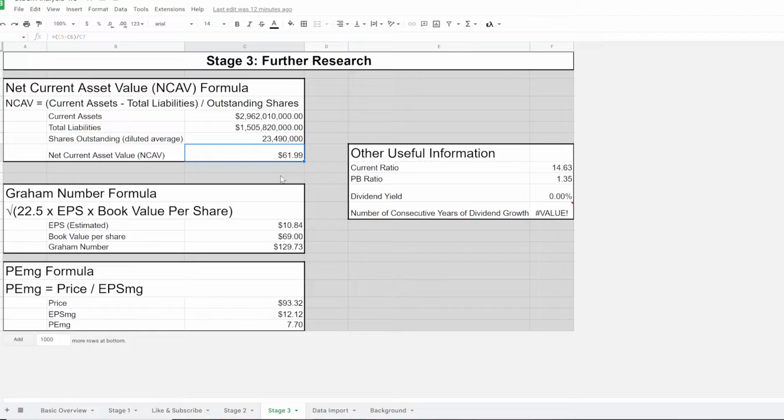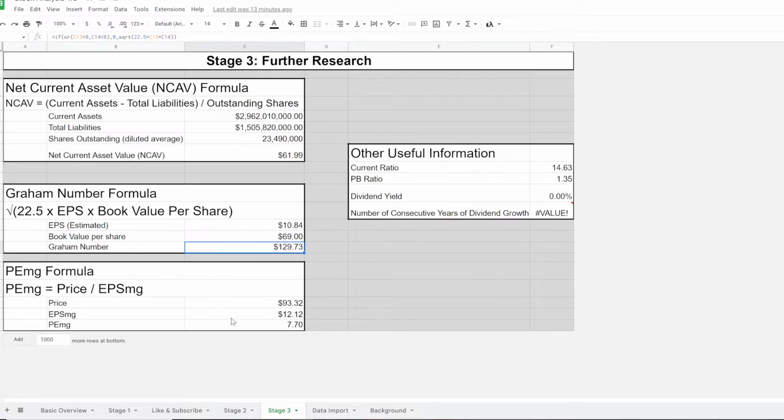So that is what the minimum price should be, because the company could be completely liquidated and still give the shareholders $62 per share. That is very significant. The Graham number formula is something that is derived from Benjamin Graham's defensive investor requirements. And in this case, we get a Graham number of 129.73, which is higher than the price. That is also an indication that it might be undervalued.